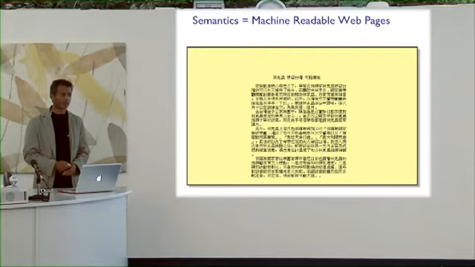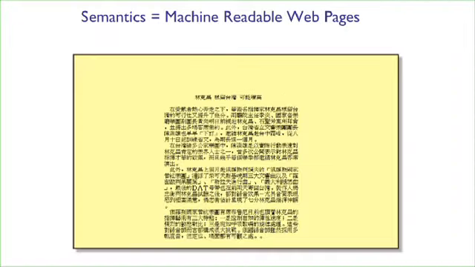So let me talk about semantics, or the semantic web. The semantic web is about creating a machine-readable web, in contrast to the current web, which is designed for humans to read. Here we have a web page, which is in Chinese, and unless you can read Chinese, you can't read the web page. So we want to make this web page readable for a machine.